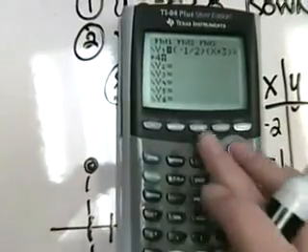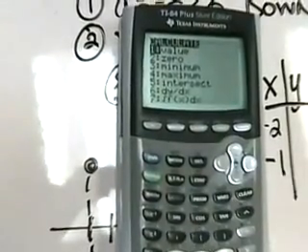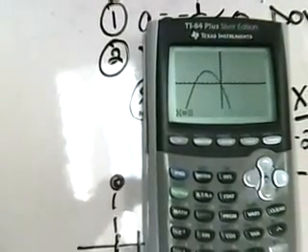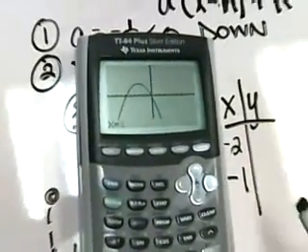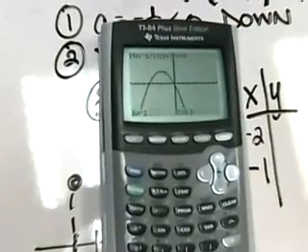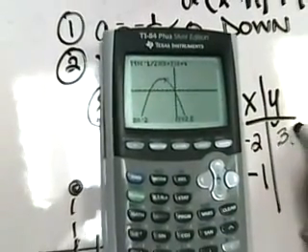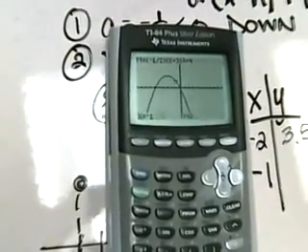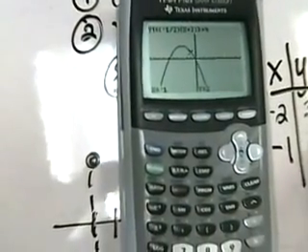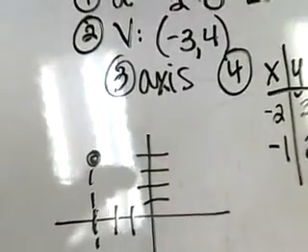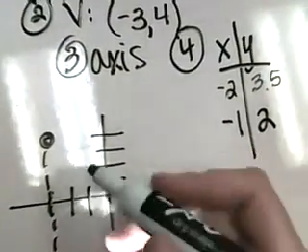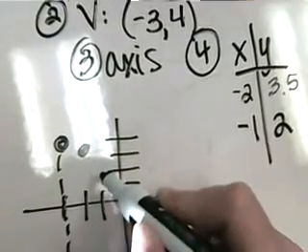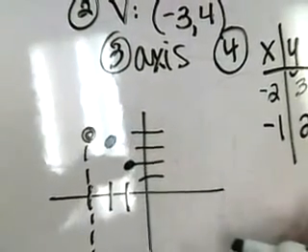And I want to go to second, trace, value. It's going to ask me what x equals. Remember, we want x equal to negative 2. Gives me 3.5. Then it wants x equals negative 1. Gives me y equals 2. Okay, let's plot those points. Negative 2, 3.5, and negative 1, 2.